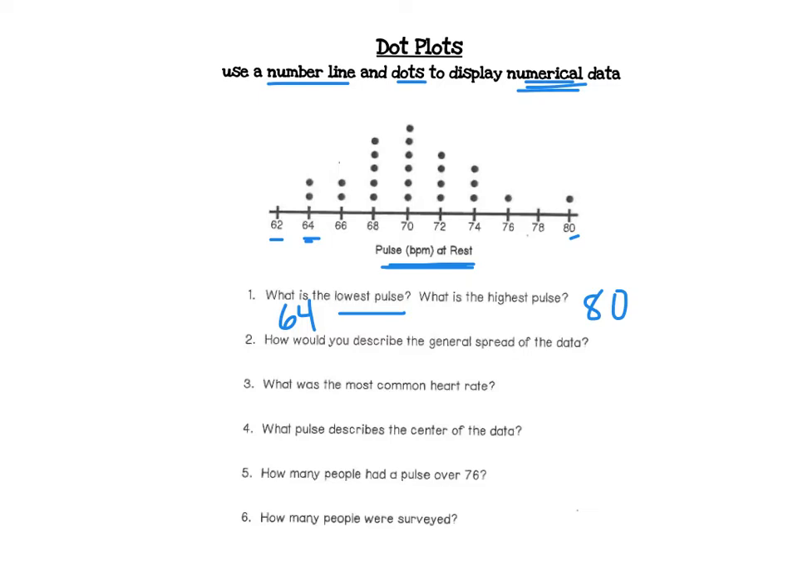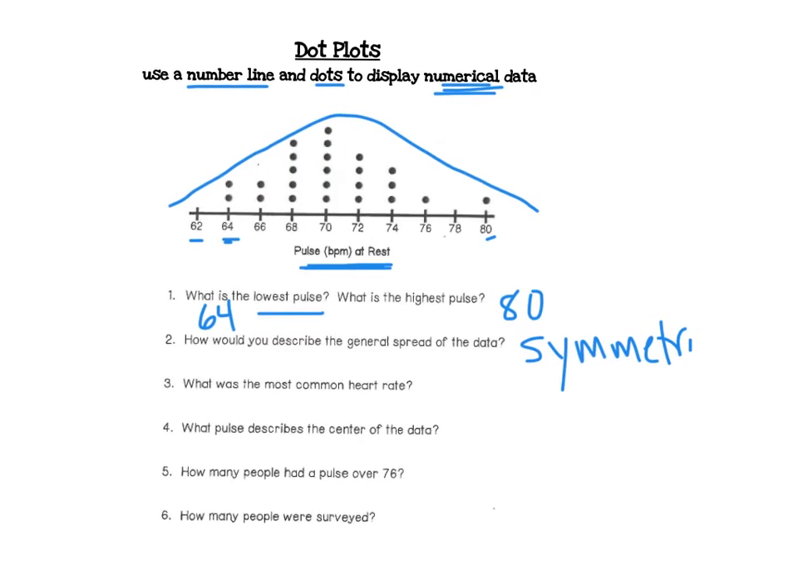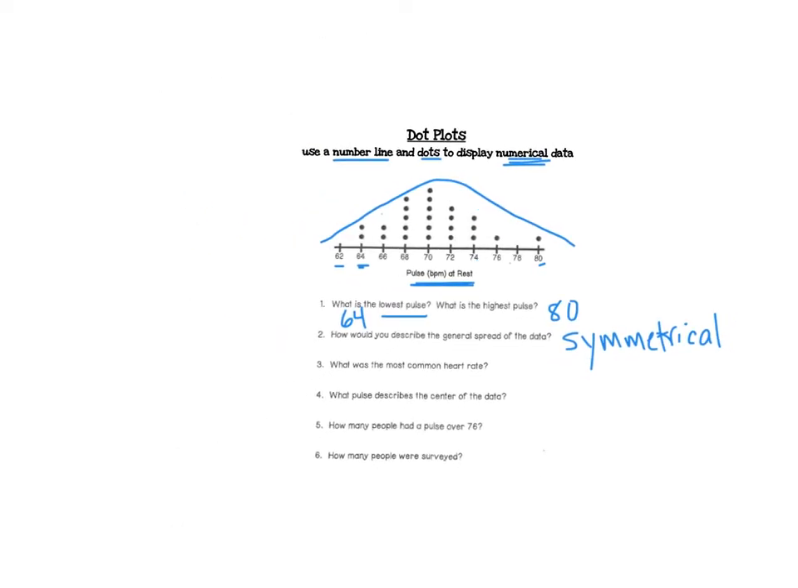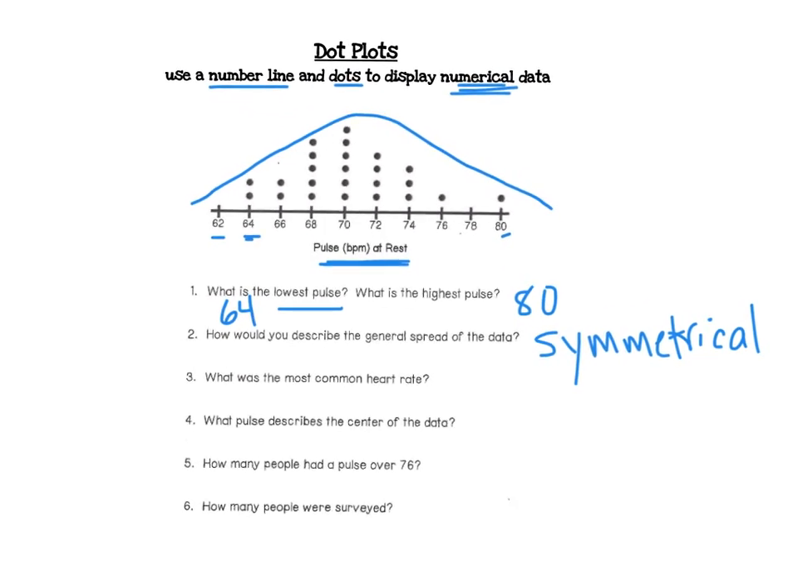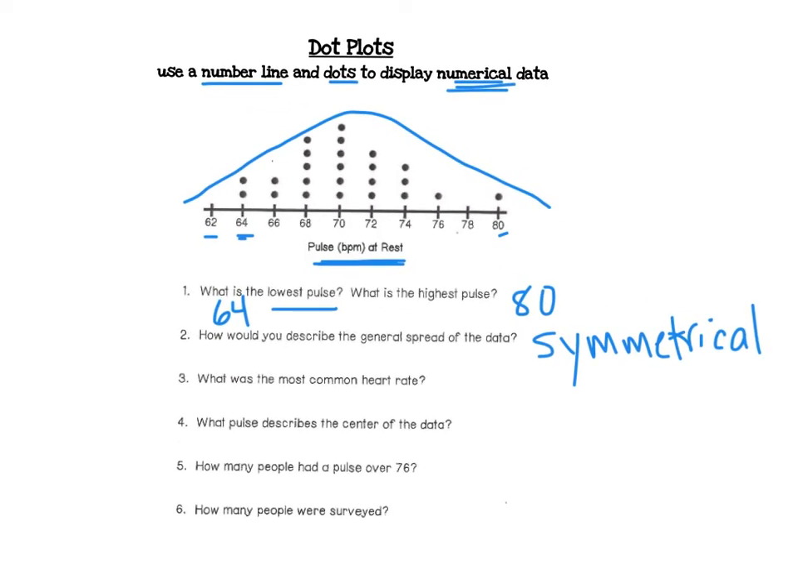Okay, moving on, number two, how would you describe the general spread of the data? So when you look kind of at the general layout, I kind of see that it goes like this. So I would say that overall, it's sort of symmetrical. It's not exactly symmetrical, but it's close. Sometimes we describe the general spread of the data as being skewed to the left or skewed to the right, but I don't see that here. I would describe this as being mostly symmetrical.